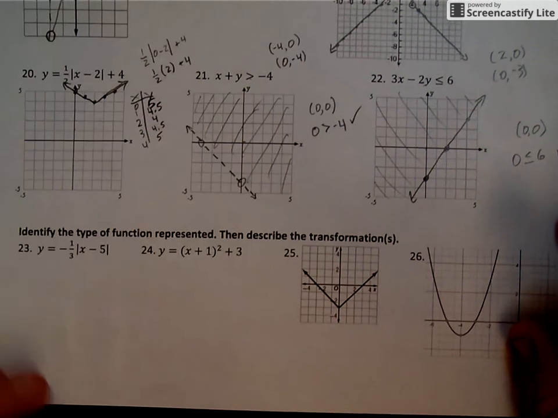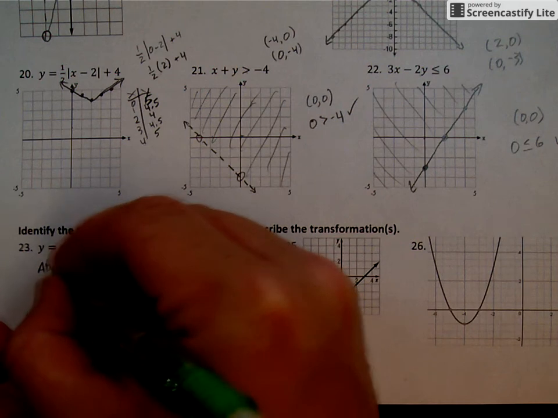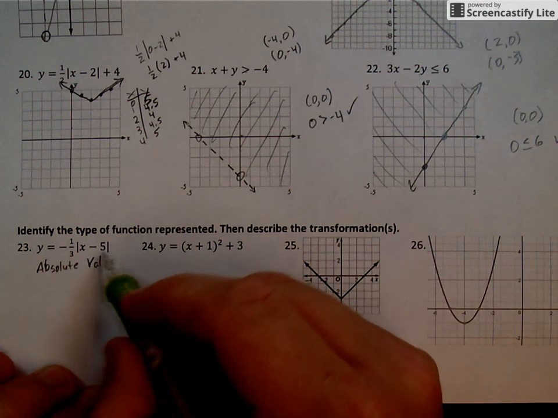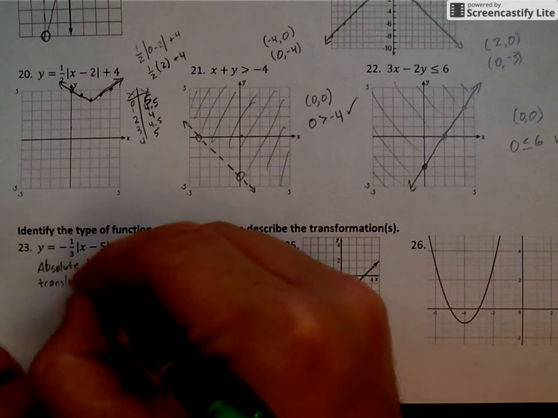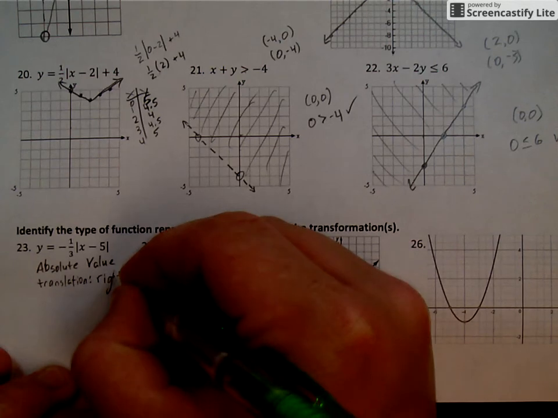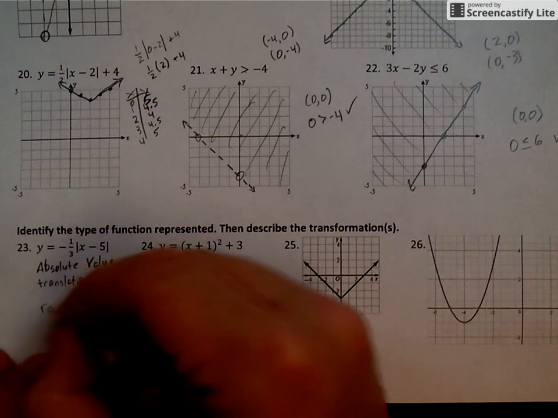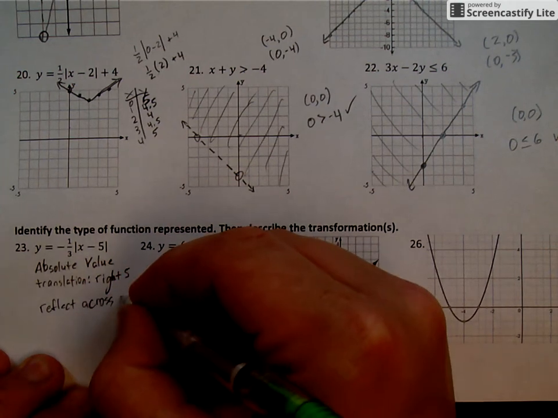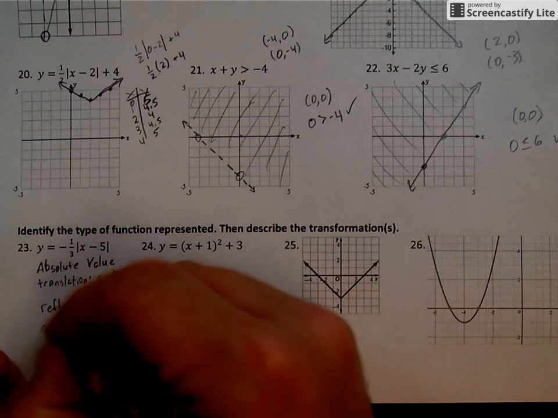Now in this last section, we're identifying the type of function and describing the transformation. So I see absolute value here. So that would be the type. We have a translation. We're going 5 to the right. So I'll say translation, right 5. I have a negative a value, so it's going to reflect across the x-axis. And then I also have an a value of 1/3, so it's going to be compressed vertically.